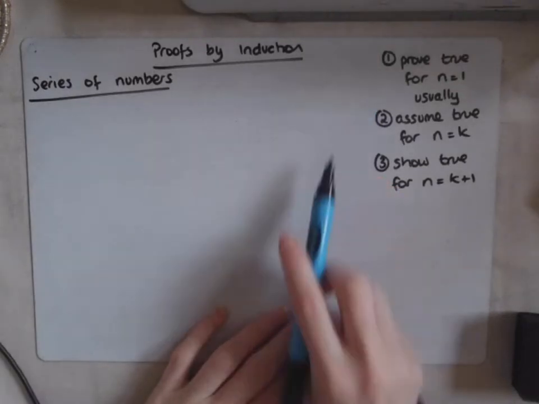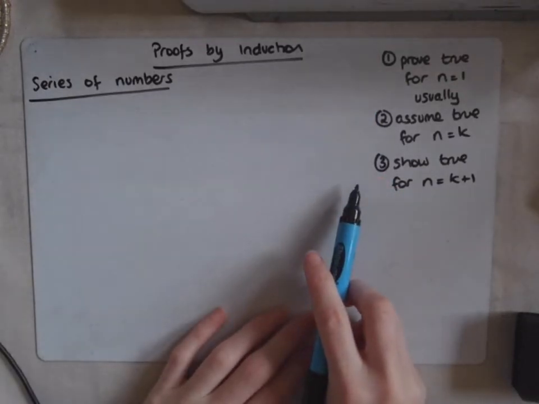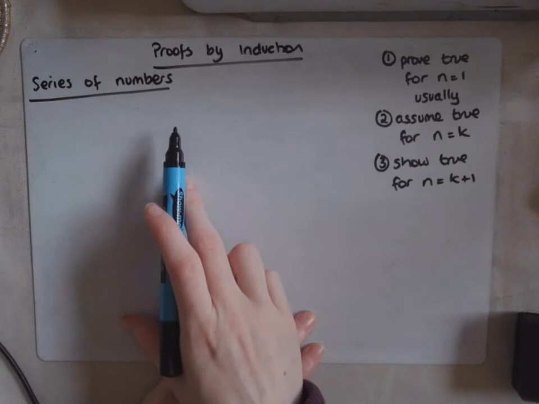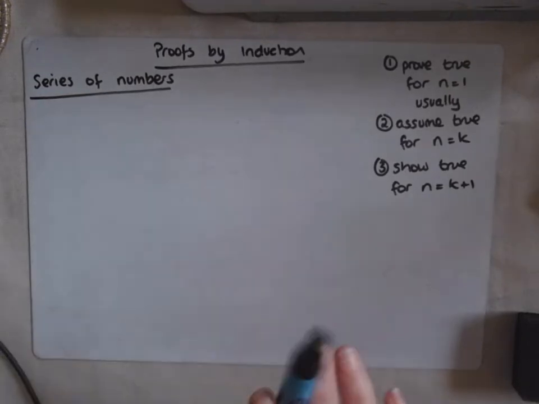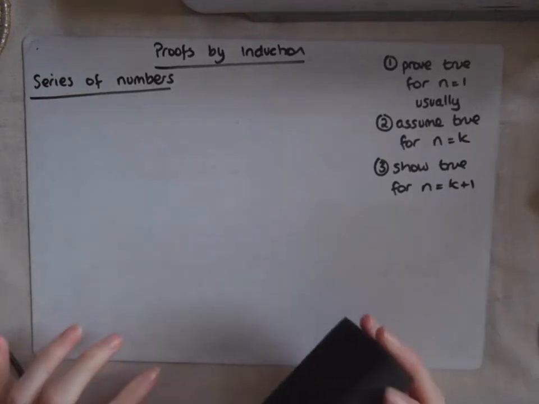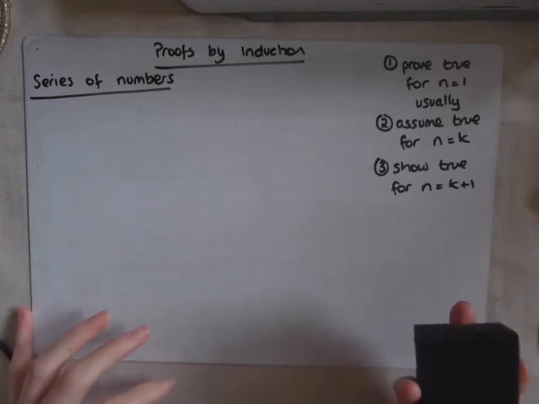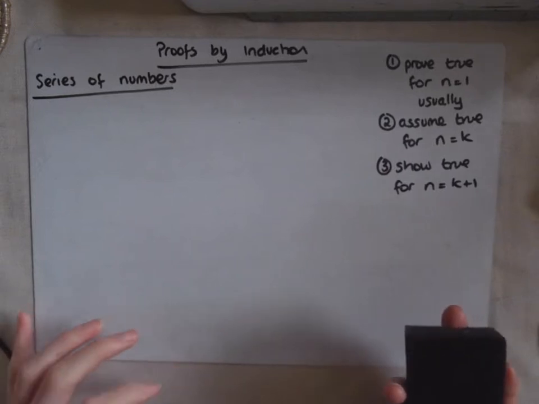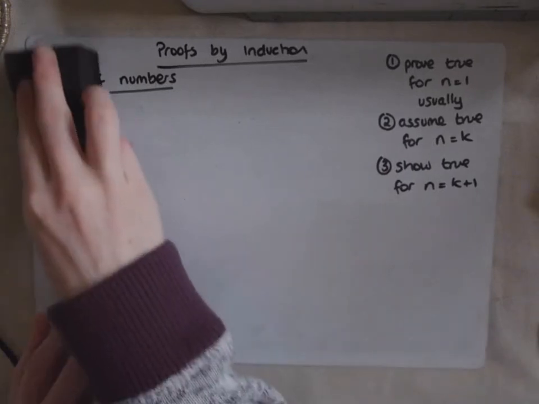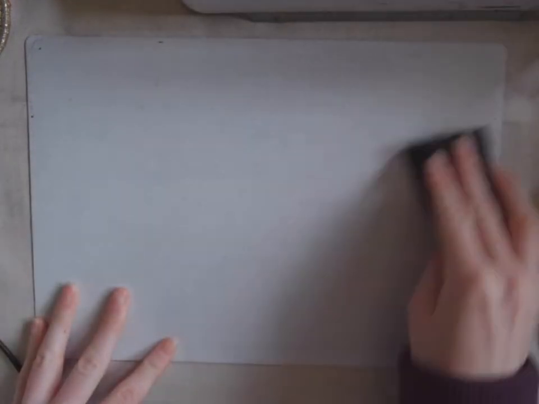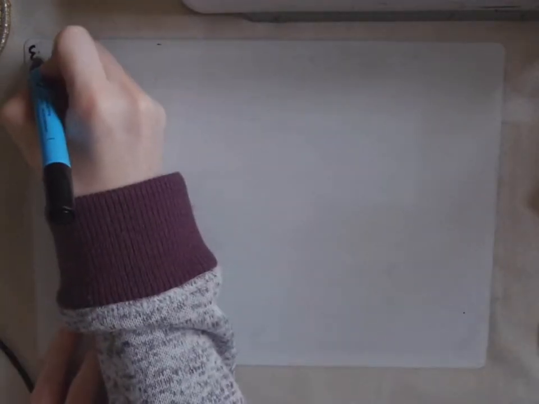So these are our steps for proving something by induction, and we're starting with series of numbers. They'll give us a series and they'll say that it's equal to a sum, some S_n formula, and we just have to prove it using our steps. So example 1.